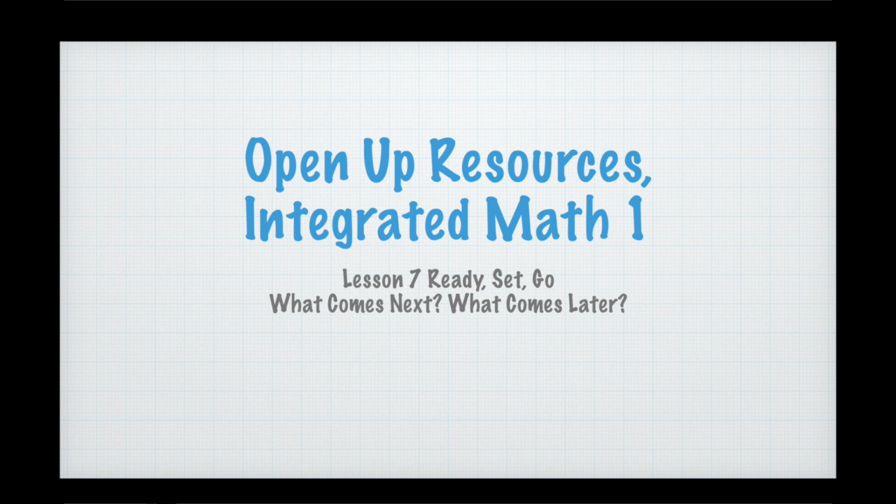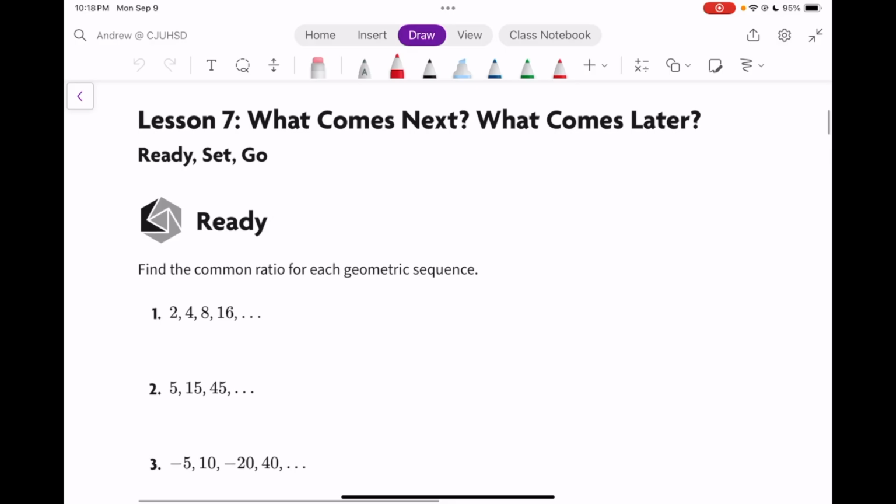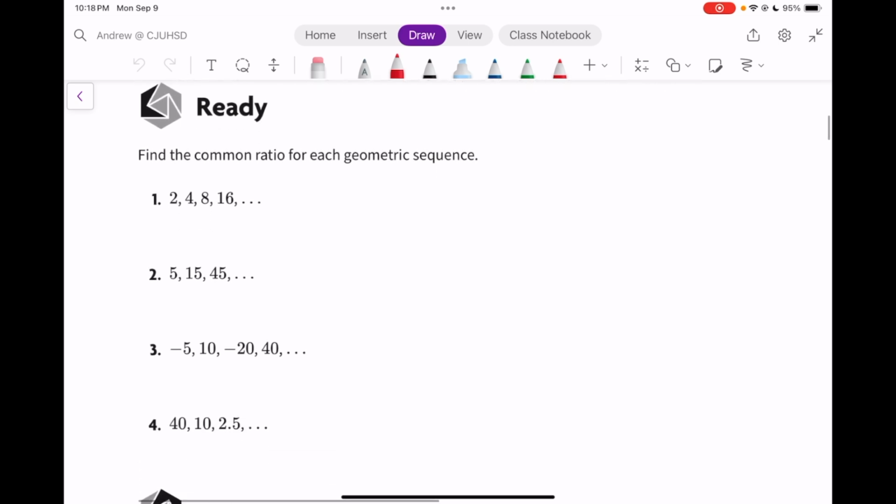Here is the Ready, Set, Go for Lesson 7. What comes next? What comes later? Classroom edition. Okay, 1 through 4, you're going to find the common ratio for each geometric sequence.